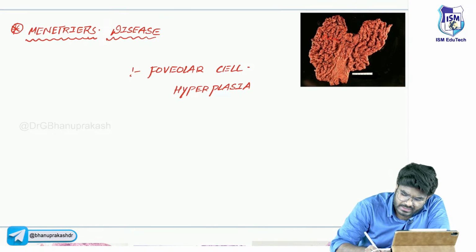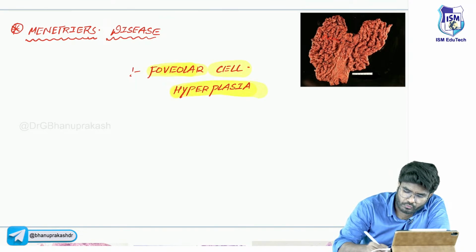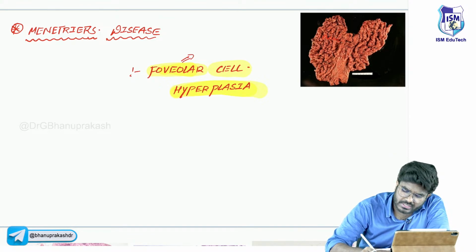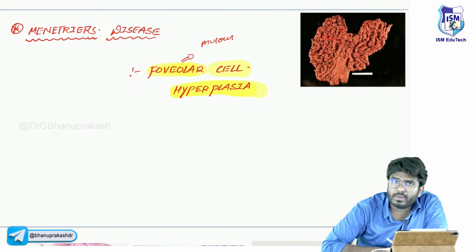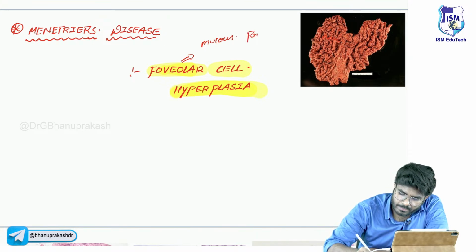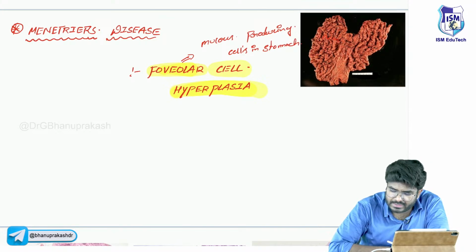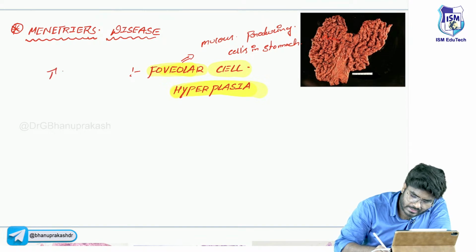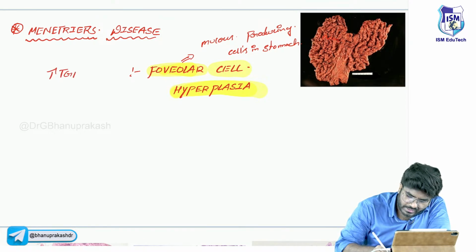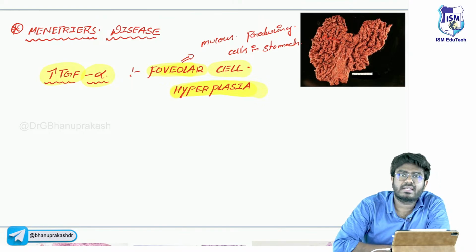Now what exactly are these foveolar cells? The foveolar cells are the mucus producing cells in the stomach. It's not the goblet cells. Now why exactly is there this foveolar cell hyperplasia? The reasons are not very clearly understood, but in these patients it was shown that the transforming growth factor alpha, TGF alpha, levels are elevated. Because of that, the foveolar cell hyperplasia is seen.